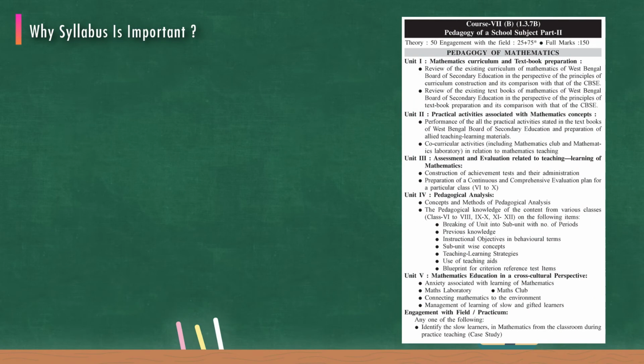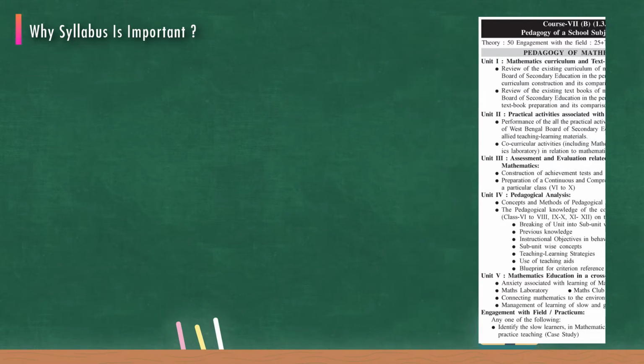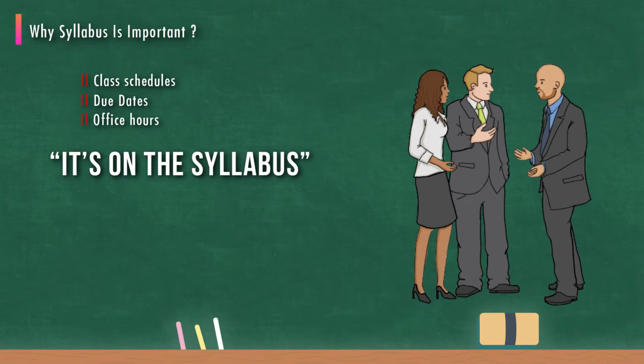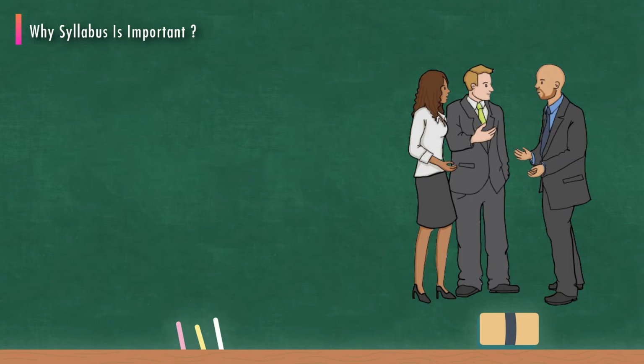Generally, a syllabus gathers all the vital information about our class in one place. If we have questions about class schedules, due dates or office hours, our professor or teachers will probably say it's on the syllabus. So when we have a question about how our class works, we have to check our syllabus first.